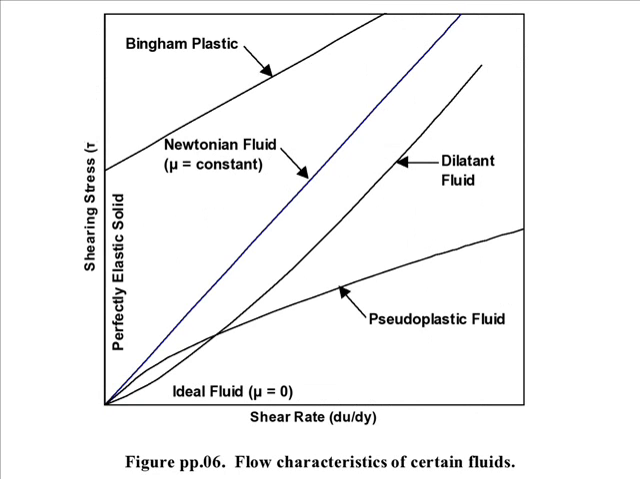This is a diagram that shows the flow characteristics of certain fluids. And what you can see is that the Newtonian fluid, where mu is constant, is going straight up and down between the shear rate, which we discussed, and the shear stress. And so you have different types of fluid: plastics, your non-Newtonian fluid, dilatant fluid, pseudoplastic fluid, and ideal fluid, which is where the shearing stress is independent of the shear rate.